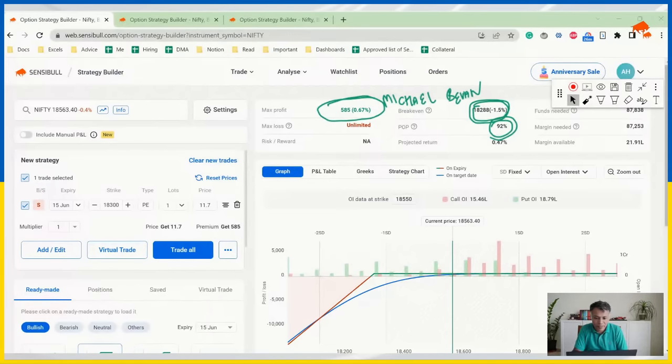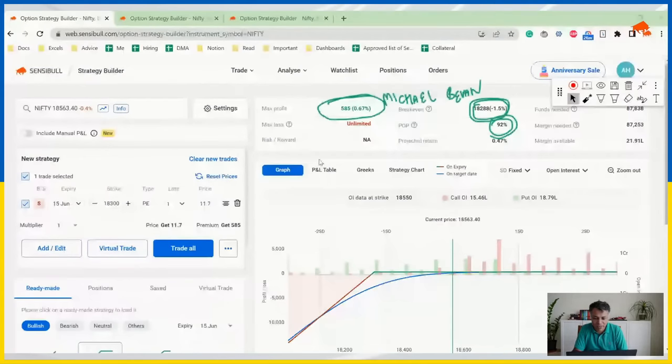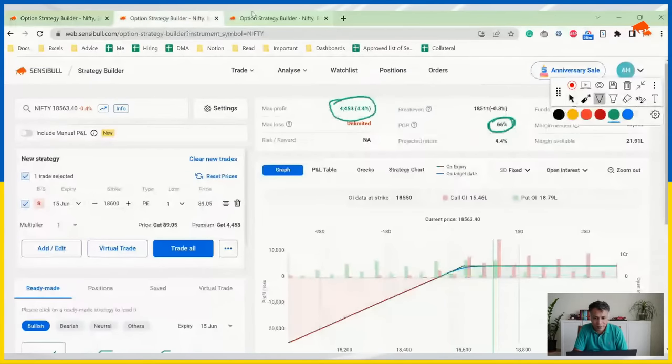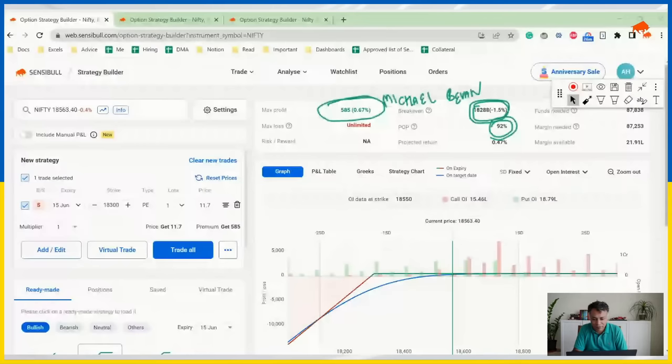Okay, so here's the thing. This is 5.5%. This is 4,000. 4%. This is 10%. Most option sellers that you are seeing around are in the territory of this Michael Bevan.